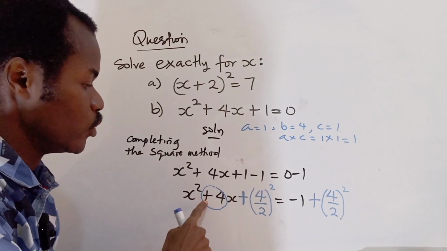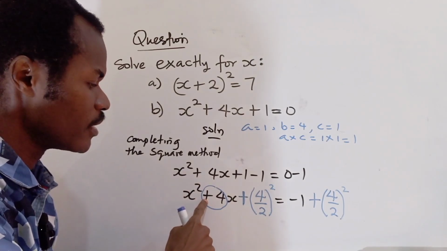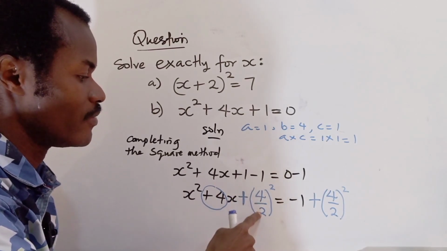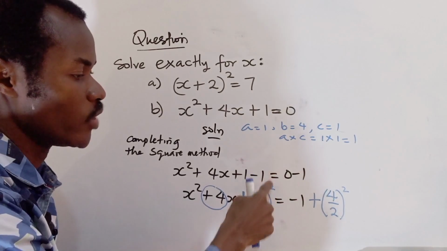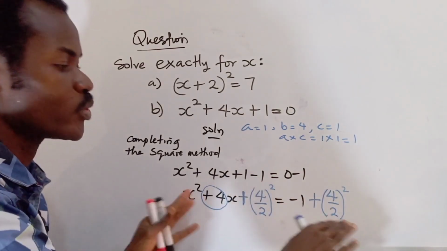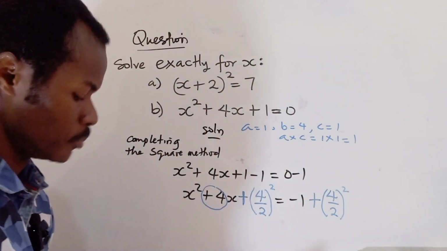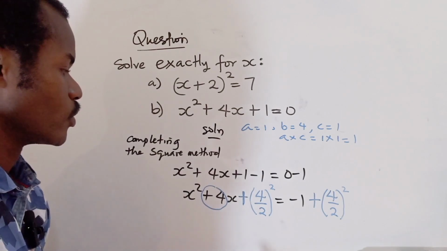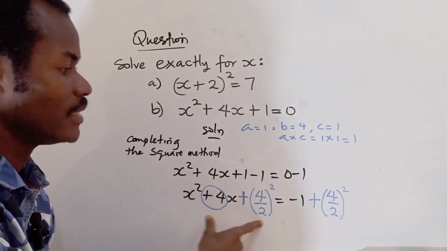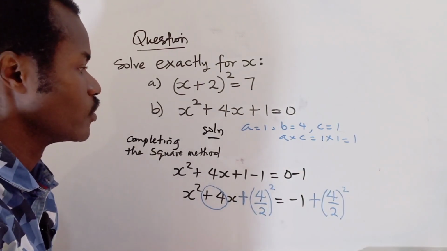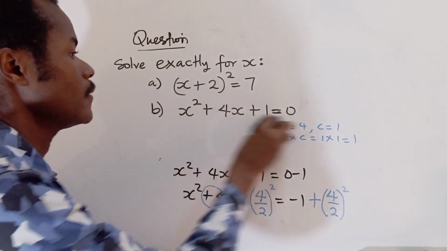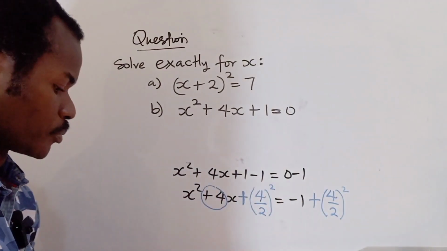I repeat, you bring this number, plus 4, which is 4 divided by 2, put it in brackets and square. Now do it here and do it here. Now you're adding it to both sides. So that is what we mean by completing the square, to be able to solve further. Now let's solve further to see what this gives us.